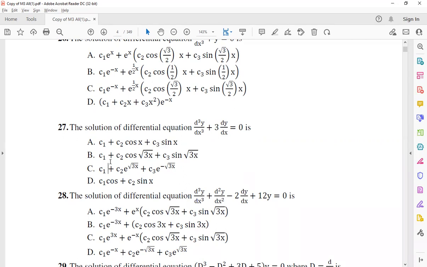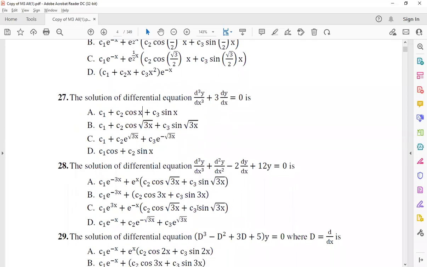e raised to 0x, C1 or C2 cos beta is √3. So the correct option is, whenever i comes, cos sin comes. So e should not be there. If there is i, that e is only in case of real, and in case of i, sin cos comes. And beta, you will look for beta if it is √3, here it is √3. This beta is 1, so we do not have 1 as beta. So correct is B.